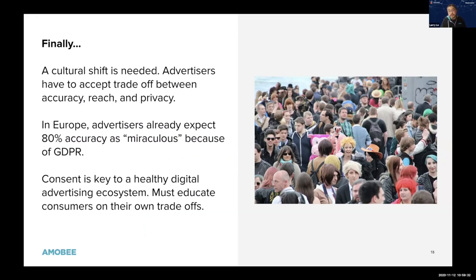And then consent, right? Consent is still key to a healthy digital advertising ecosystem. There has to be some kind of education across the board, so that consumers can make their own trade-offs between accuracy and the relevance of the message.